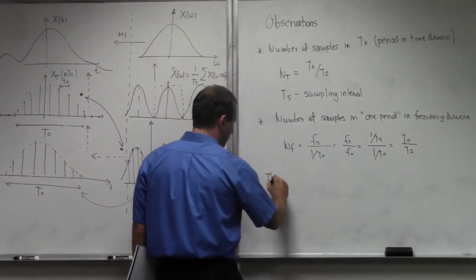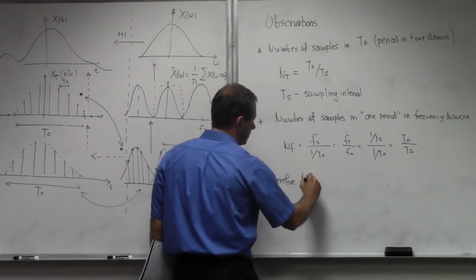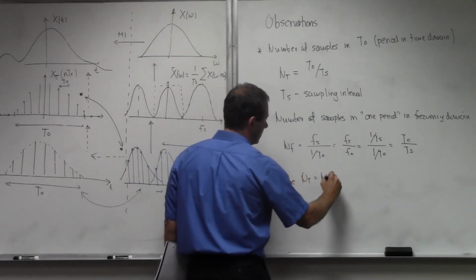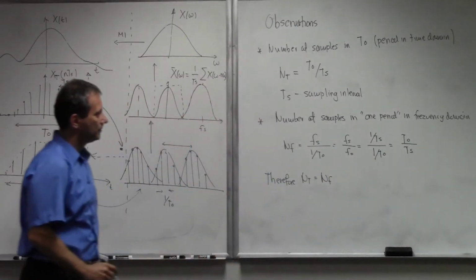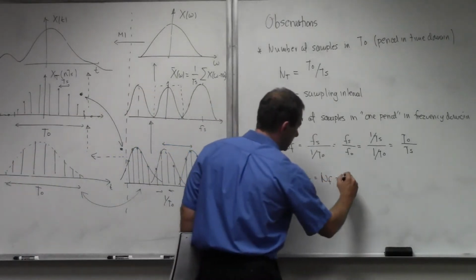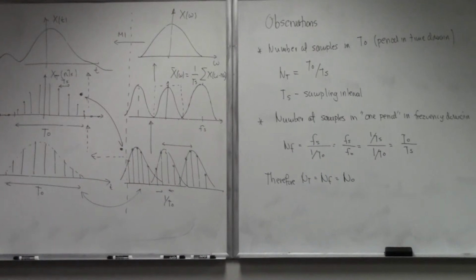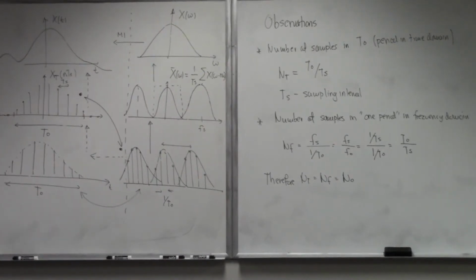So therefore, nt is equal to nf, right? That's a very important observation for us, and we're going to call this N0. So what is the message here, the moral of the story?